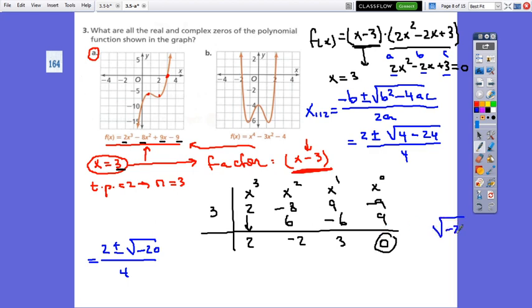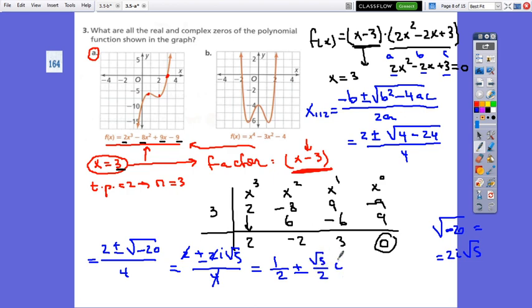Square root of negative 20 is equal to square root of 20, which is 2 square root 5. And the negative came from complex, so it's 2i square root of 5. So it will be 2 plus or minus 2i square root of 5 all over 4. We can simplify by 2. So it will be 1 over 2 plus or minus square root of 5 over 2 i.